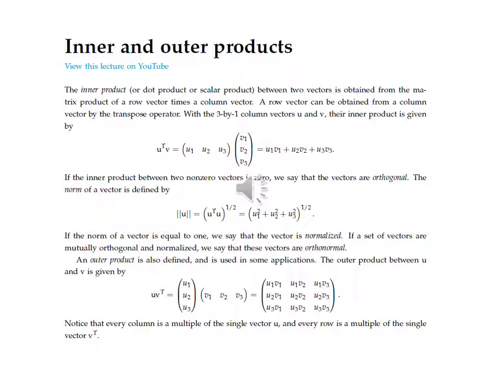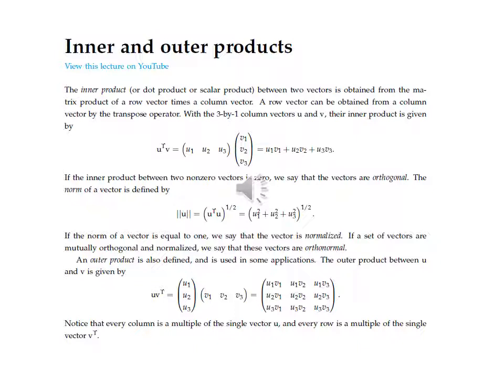If the inner product between two non-zero vectors is zero, we say that the vectors are orthogonal. The norm of a vector is defined as shown. If the norm of a vector is equal to 1, we say that the vector is normalized. If a set of vectors are mutually orthogonal and normalized, we say that these vectors are orthonormal.